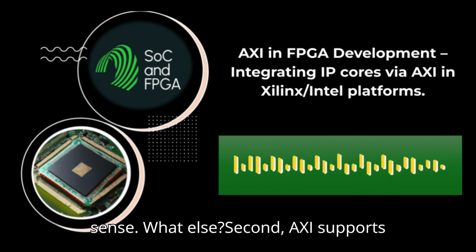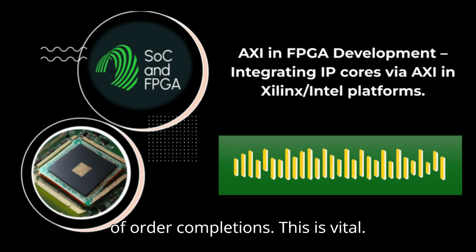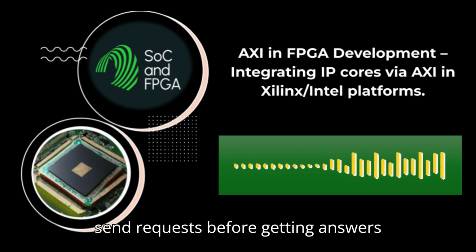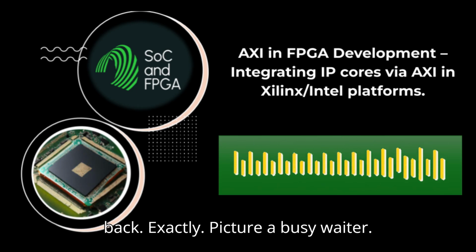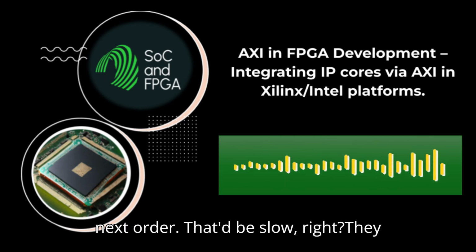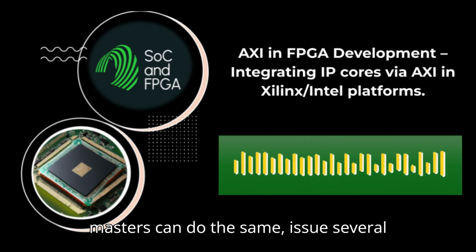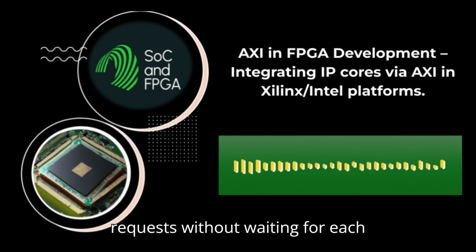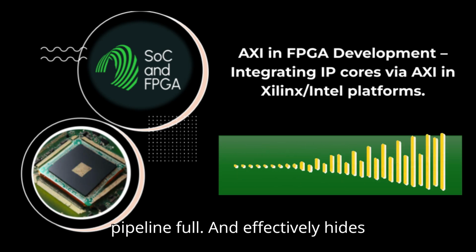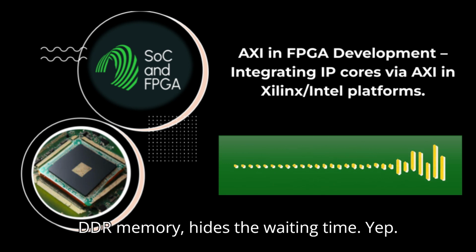Makes sense. What else? Second, AXI supports multiple outstanding transactions and out-of-order completions. This is vital. Outstanding transactions, meaning you can send requests before getting answers back. Exactly. Picture a busy waiter. They don't take one order, go to the kitchen, wait, deliver, and then take the next order. That'd be slow. Right. They take a bunch of orders at once. AXI masters can do the same. Issue several requests without waiting for each response. This keeps the interconnect pipeline full and effectively hides latency from slower things, like external DDR memory. Hides the waiting time. Yep.